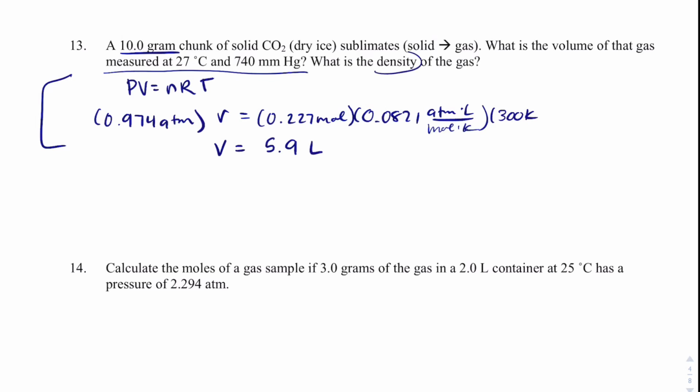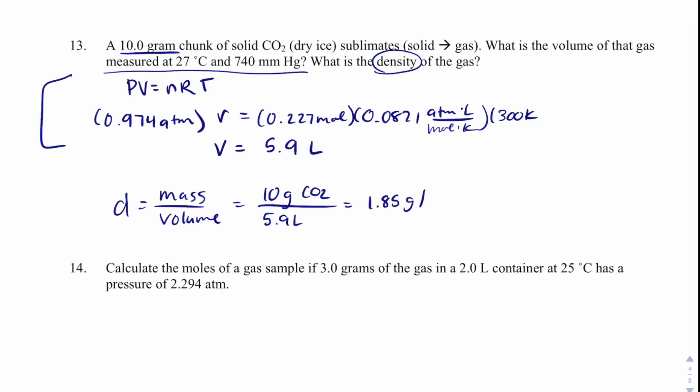It says, what is the density of this gas? Well, if you remember, density equals mass over volume. So what we can do is plug in 10 grams of CO2 and divide it by the volume, which is 5.9 liters. And when we do that, we get 1.85 grams per liter.